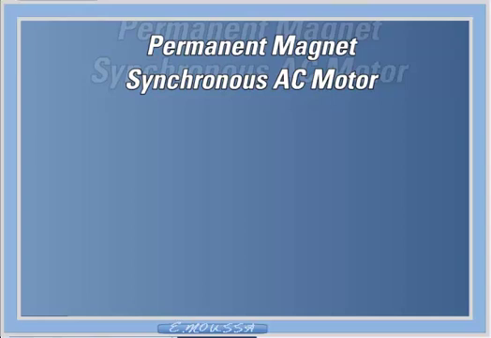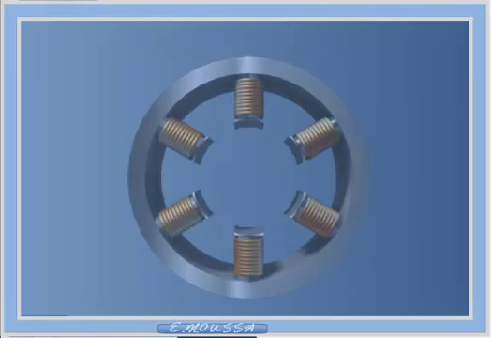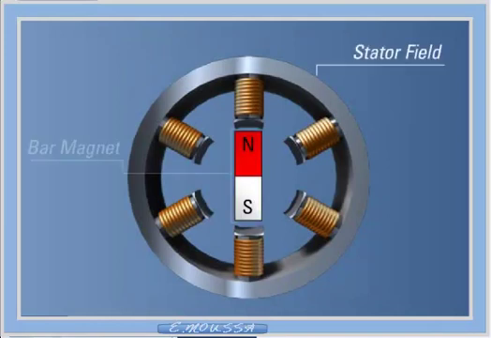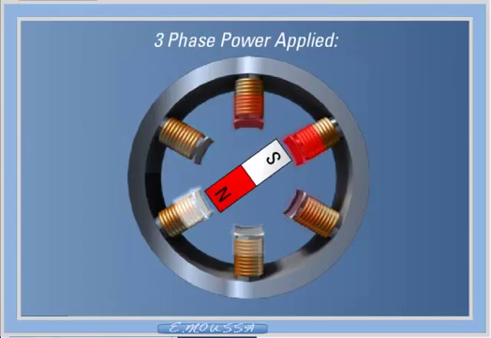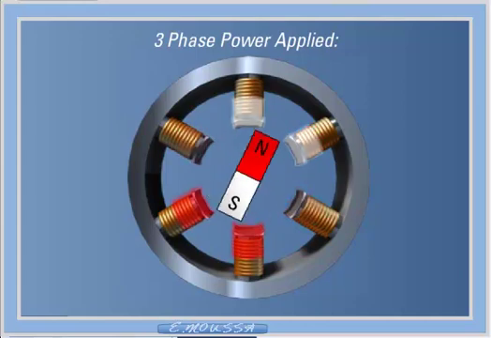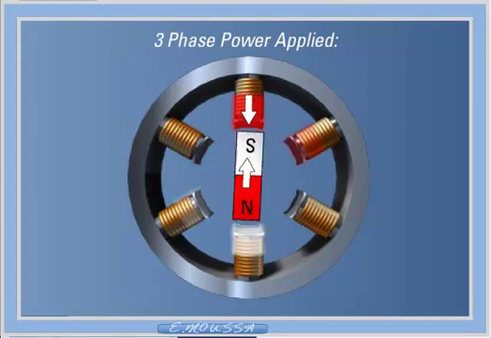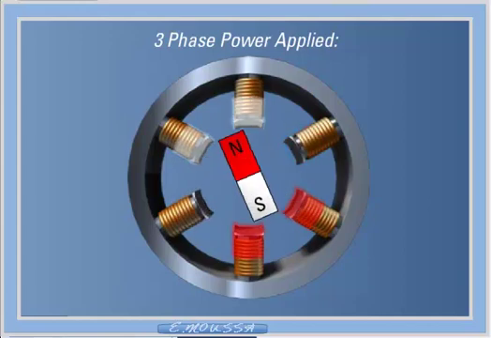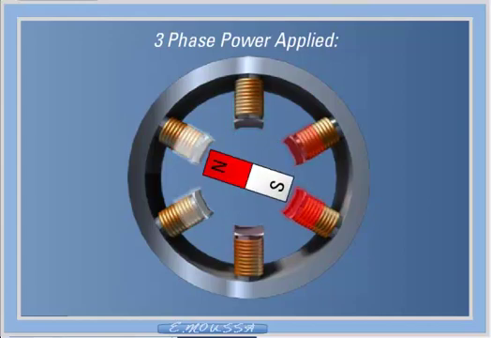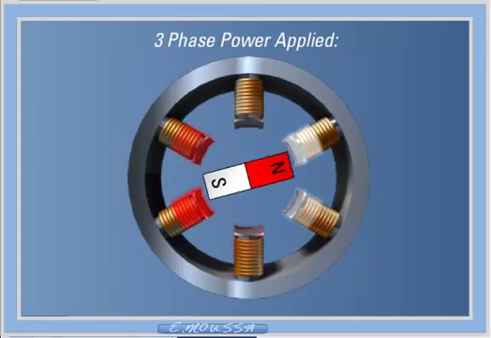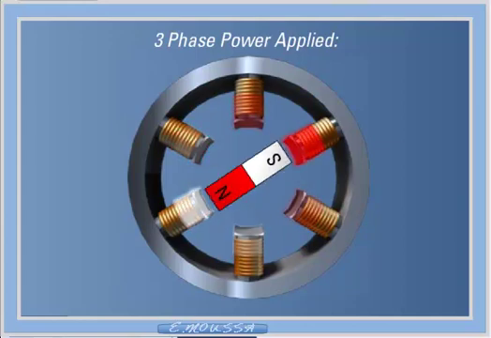Now let's take a look at the operation of a permanent magnet synchronous AC motor. First, we will mount a bar magnet in the center of the stator such that it can rotate freely about its own axis as shown. Then we will apply the three-phase power to the stator and note that the stator's rotating magnetic field will form. Opposite poles of the bar magnet and stator field will attract each other, resulting in the production of torque, which will cause the bar magnet to rotate about its axis at the same speed as the stator field.